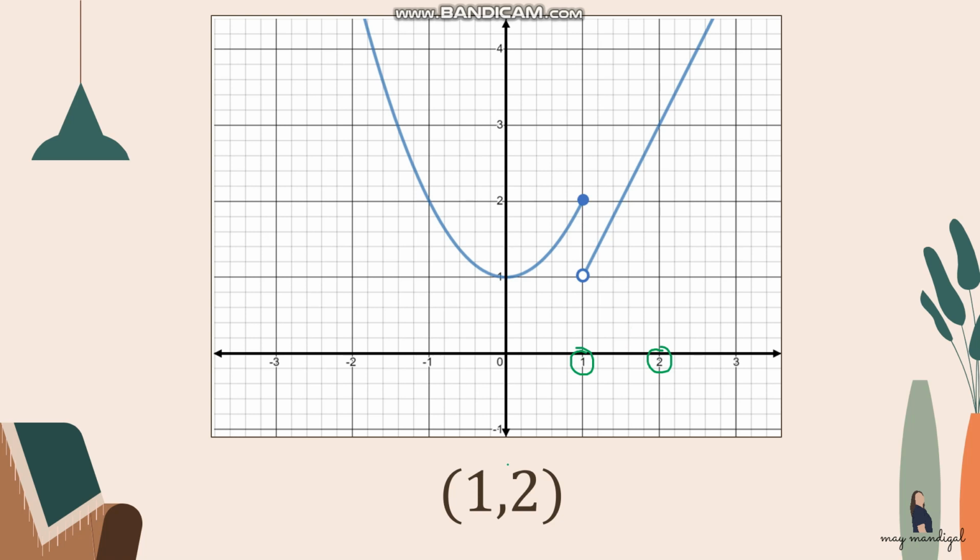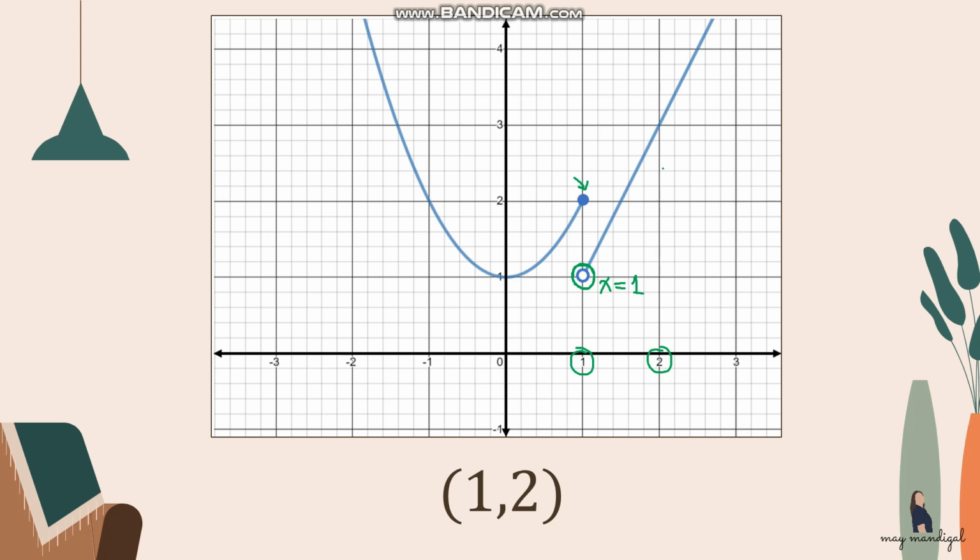Now, since the boundaries are not included, from these two points at x equals 1, I have to choose this point right here. This will be my boundary because, again, x equals 1 is not included. If I choose this other point, that means x equals 1 is included. So again, I'm choosing this because it is not included.